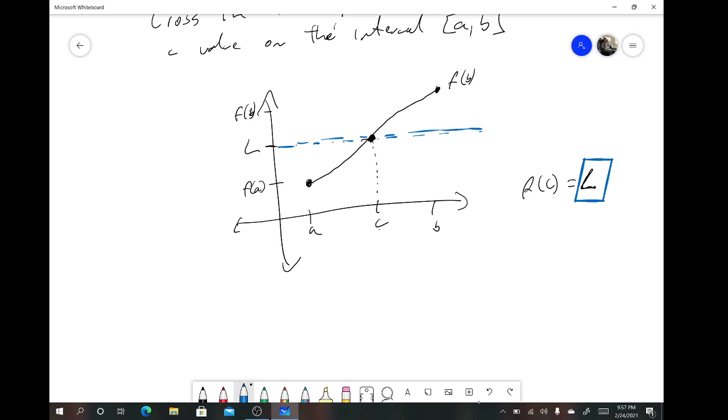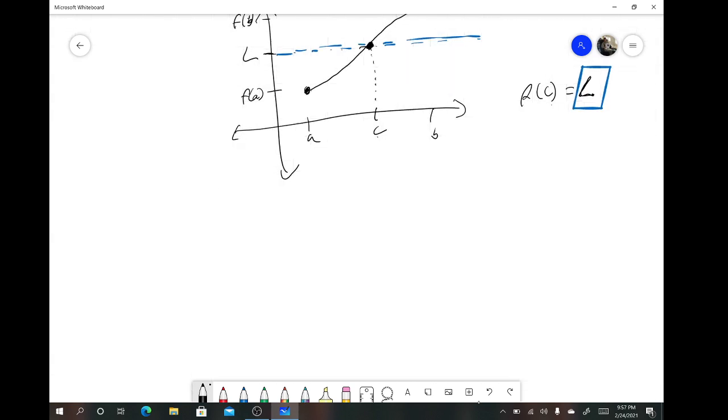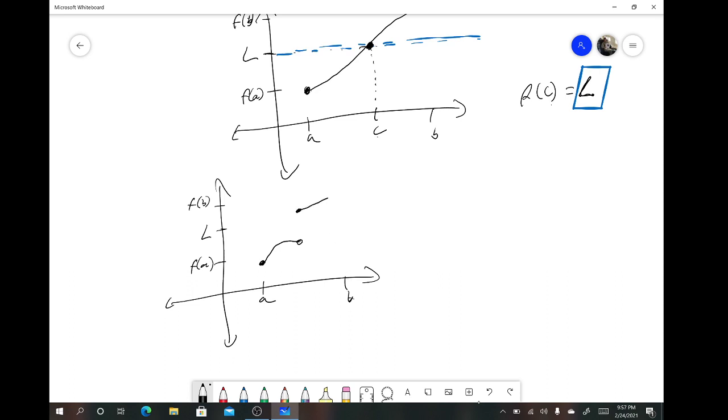And this only happens if the function f is continuous. If f is not continuous, then this is not the case. So for example, if f was not continuous, then we could have something like this. So let's say we have A, we have B, and then we have L. But now, because this is not continuous, we could have something that looks like this. Just B.